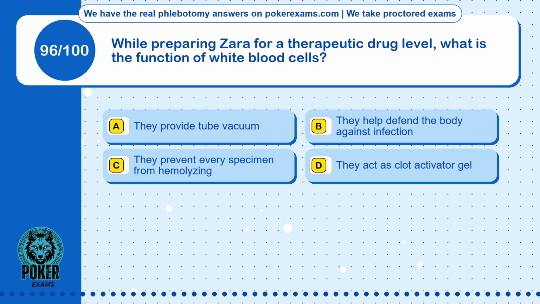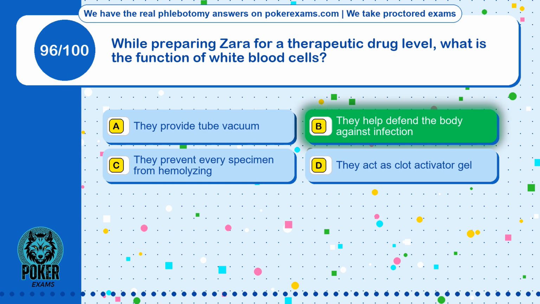Question 96. While preparing Zara for a therapeutic drug level, what is the function of white blood cells? Option A. They provide tube vacuum. Option B. They help defend the body against infection. Option C. They prevent every specimen from hemolyzing. Option D. They act as clot activator gel.